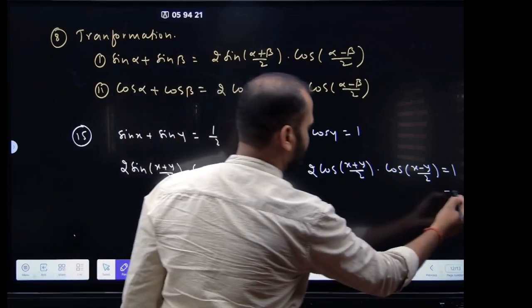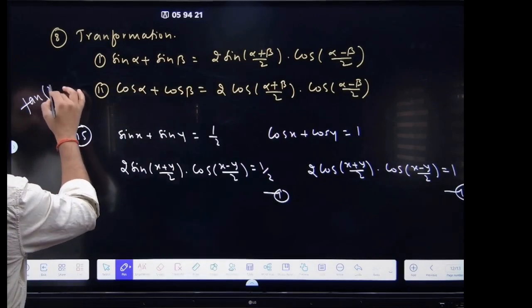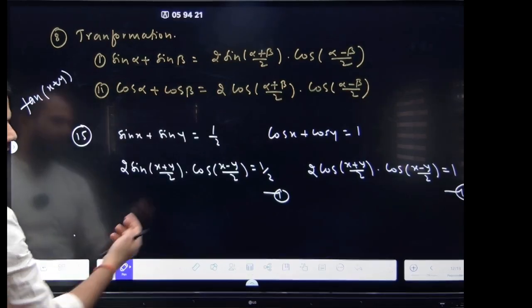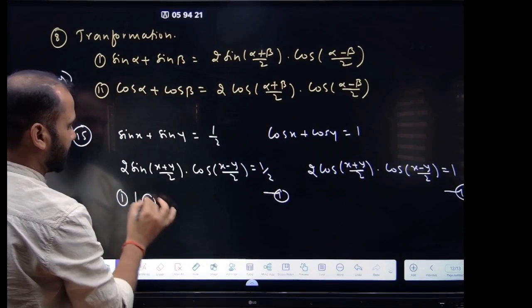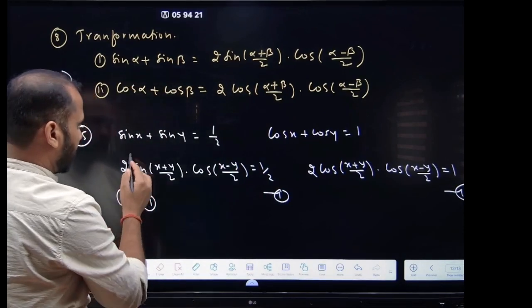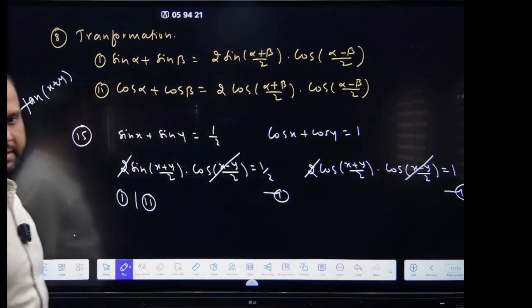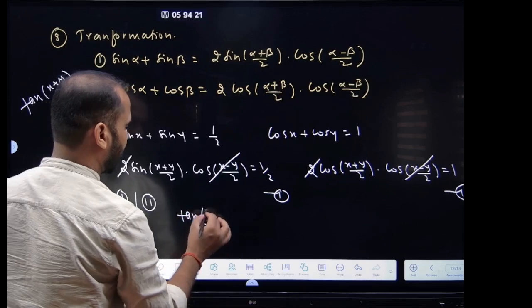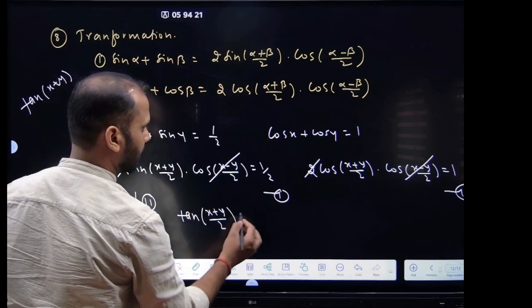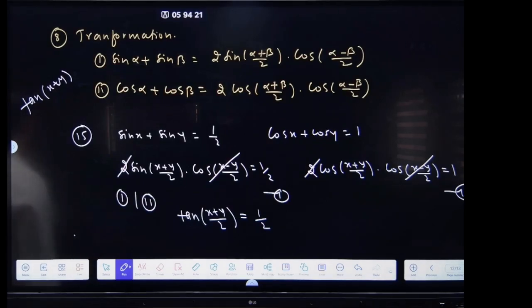This is the first equation, this is the second equation. What we need is tan (x plus y), correct? So how will I get it? This cos (x minus y) I should cancel. So what will I do? The first equation I will divide by the second equation. So this 2 and this 2 get cancelled. Cos (x minus y) gets cancelled. So sin by cos, how much will it be? Directly I can write tan (x plus y) by 2 is equal to this by this. How much will it be? 1 by 2. So we got tan (x plus y) by 2, not tan (x plus y).